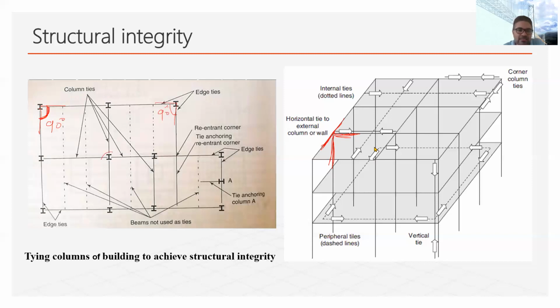So all the members should be tied at least with two members and those two members should be at 90-degree. Like in this case, this column is the most stable member because it is tied with four members and all four members are mutually perpendicular to each other. So they are basically 90-degree to each other. There you can see. So this is how we can achieve the structural integrity by tying columns of building.